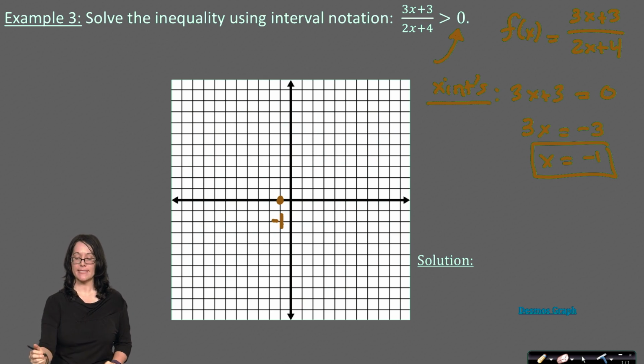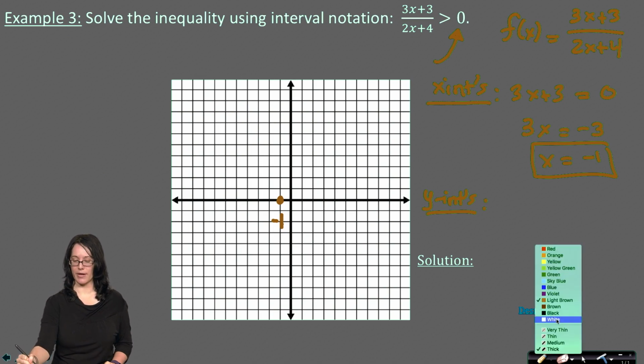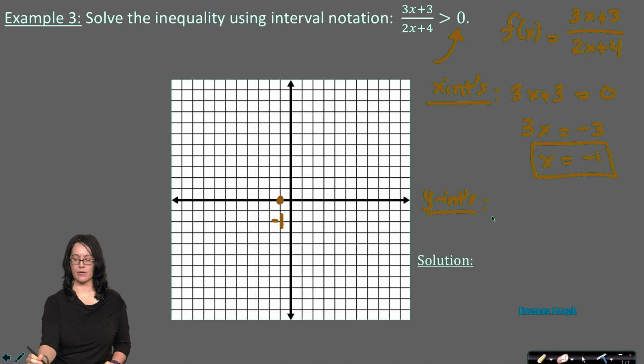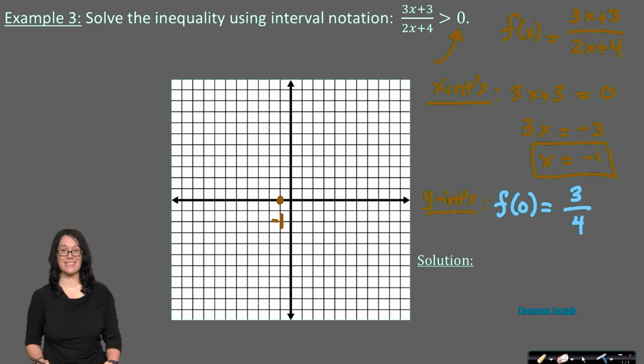Okay. Similarly, we normally would find y-intercepts to get a better sketch. So let's go ahead and do that real quick, and then we'll talk asymptotes. To find y-intercepts, on the other hand, we normally let x equal 0, right? So f of 0 would be 3 times 0 plus 3, or just 3 in the numerator, and 2 times 0 plus 4, or just 4 in the denominator. So you're getting 3/4, or 0.75.